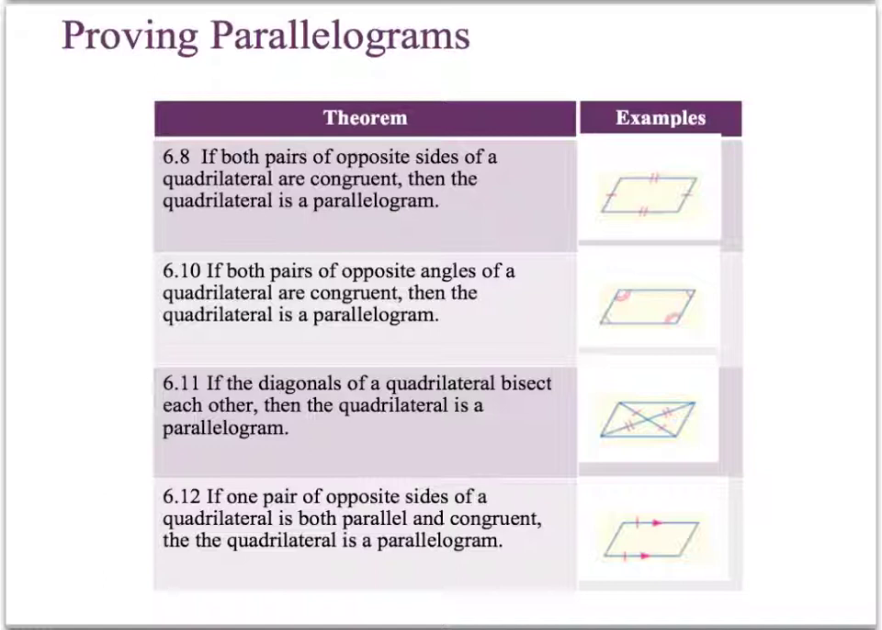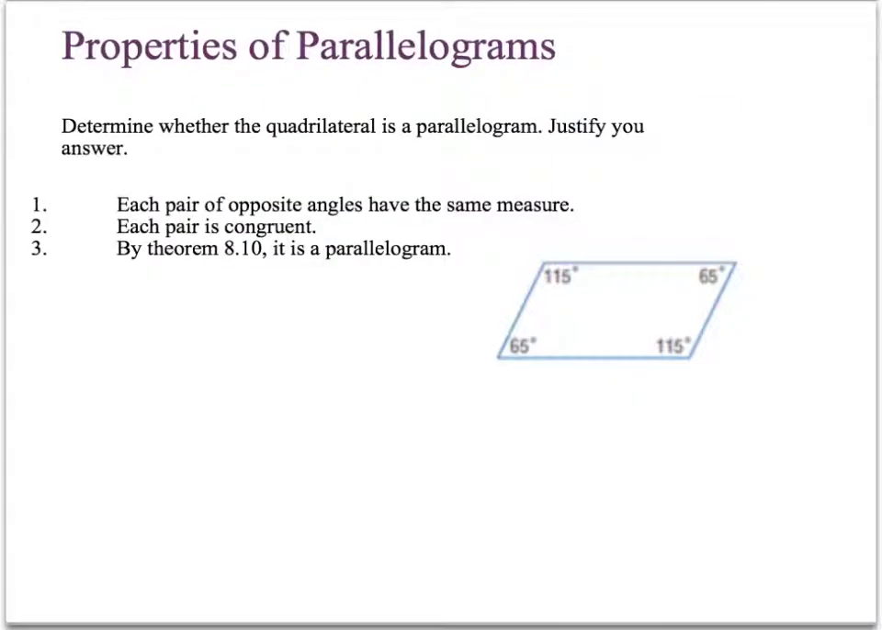And then finally 6.12, which is a little different than what we've learned in the past. It's different from the last unit. If one pair of opposite sides of a quadrilateral is both parallel, so it has little triangles there on it, and congruent, has the dashed line, then the quadrilateral is a parallelogram. So these are the theorems that we can use to prove that quadrilaterals are indeed parallelograms.